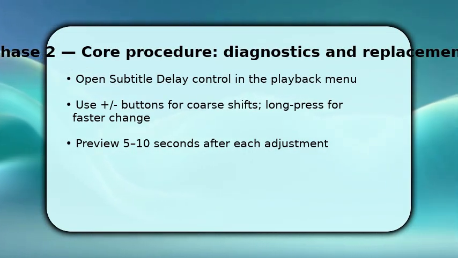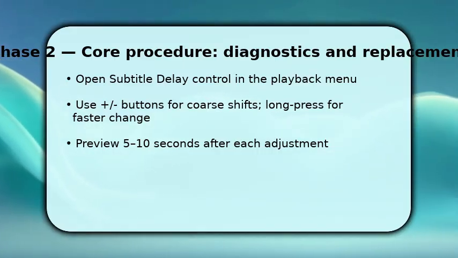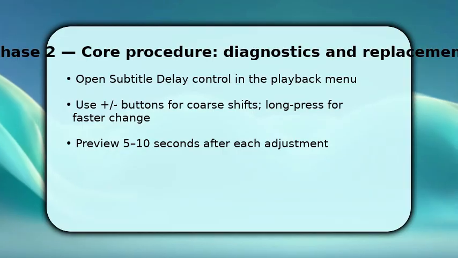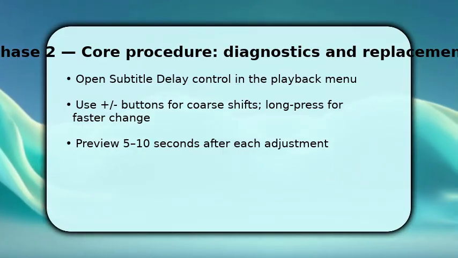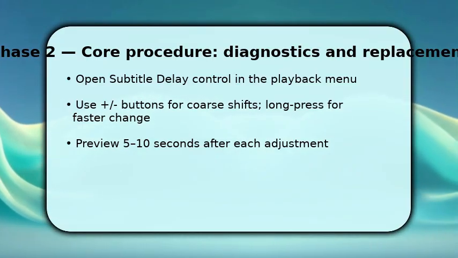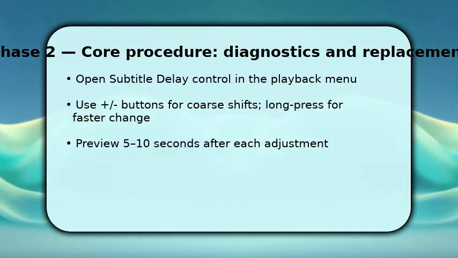Once you make a change, play a scene and watch for sync over 5 to 10 seconds. This method lets you hear dialogue, see text alignment, and iteratively converge on the correct offset. You want subtitles to land with speech, not trailing or leading it.